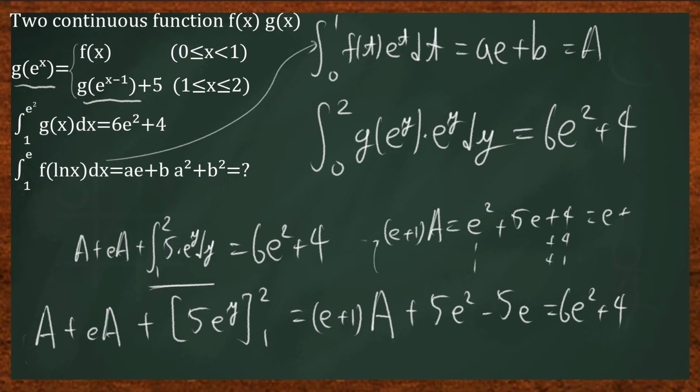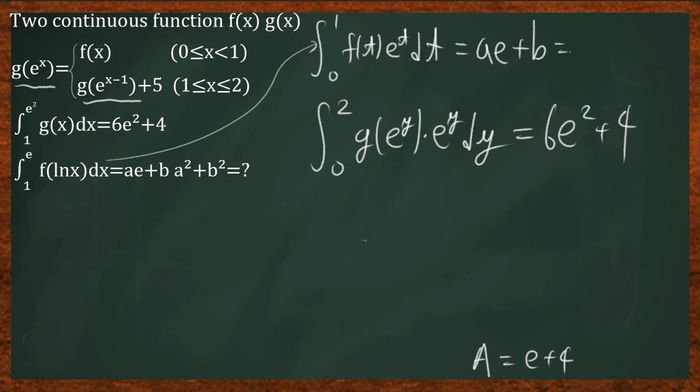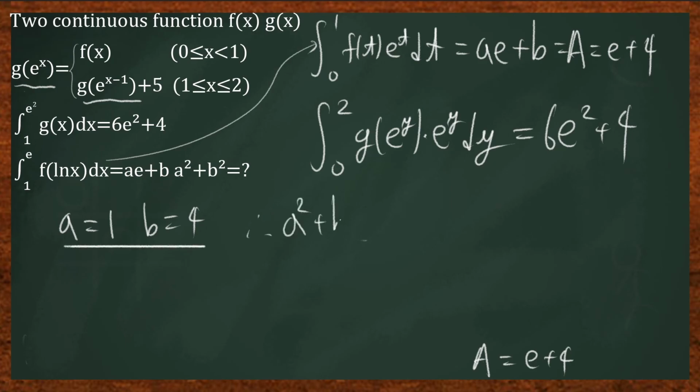This is a quadratic expression, and if we factorize it, it will be (e + 4) times (e + 1). Because e plus 1 is on each side, we can divide it, and large A is going to be equal to e plus 4. And that is equal to ae plus b. So a will be equal to 1, b is going to be equal to 4. So a squared plus b squared is going to be equal to 17. We didn't need to find the exact value of f(x).